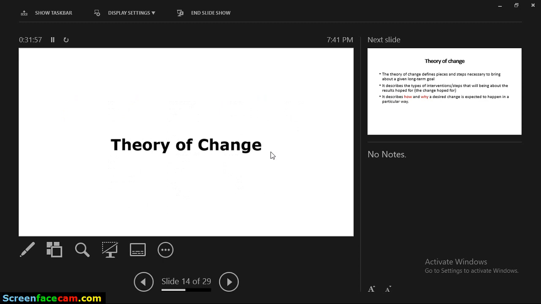Then there's this thing called the theory of change as well, which is also mandatory. It's supposed to be there. The theory of change. Who's got an idea about what the theory of change is? Are we meeting this term for the very first time? Who is meeting this term called the theory of change for the very, very first time?